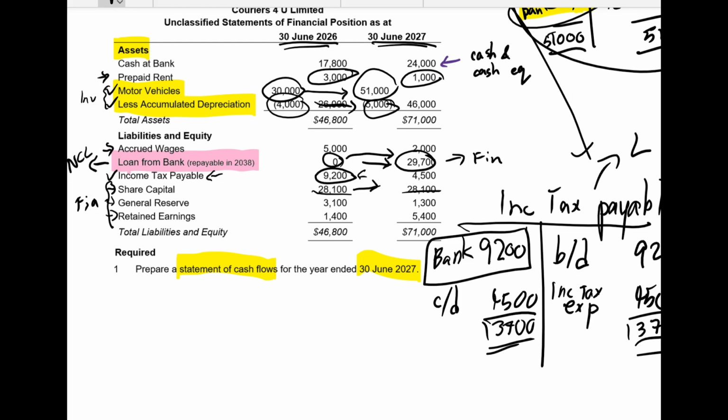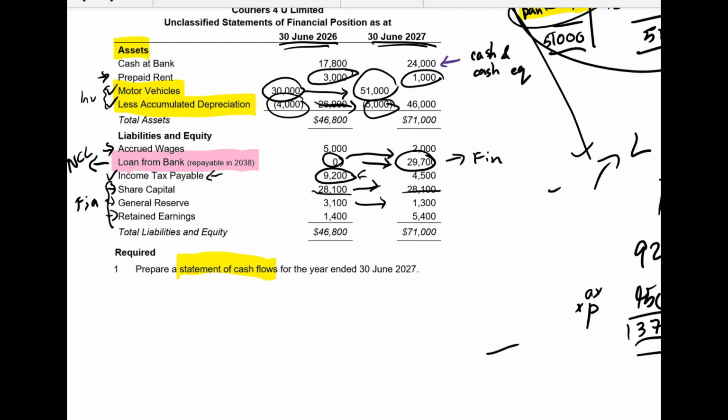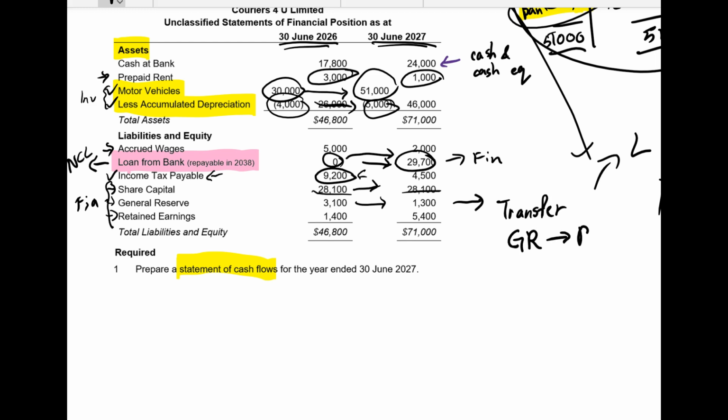Okay. Now for general reserve, it has reduced from 3,100 to 1,300. Which means that you transfer money, so your general reserve become lesser. That means you transfer money from general reserve to retained earnings. And you are transferring 3,100 minus 1,003, which equals to 1,800.